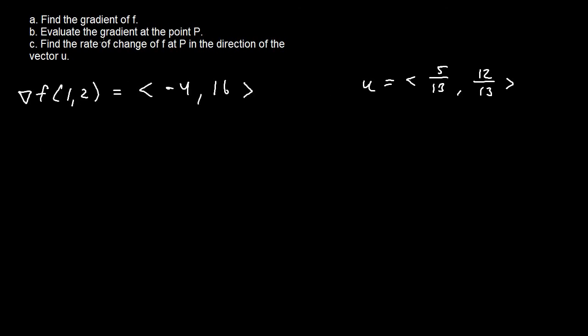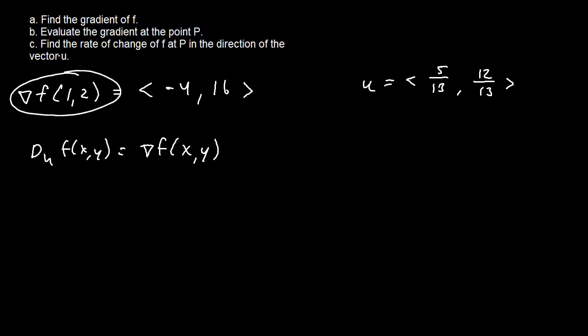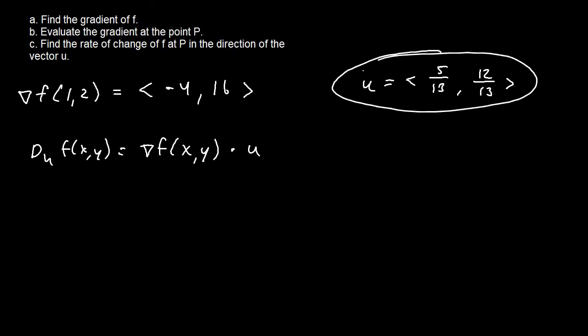Now for the last part, as mentioned before, we need to find the rate of change, or the directional derivative. There's another formula for the directional derivative: D sub u of f(x, y) is going to be equal to the dot product of the gradient vector of f evaluated at a certain point, just like what we did, and the unit vector u, which is already given to us.